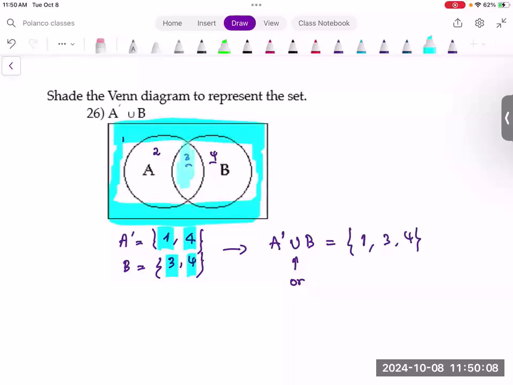3 is this one here. And 4 is this one here. So this is the shaded one that you're looking for. Yes.